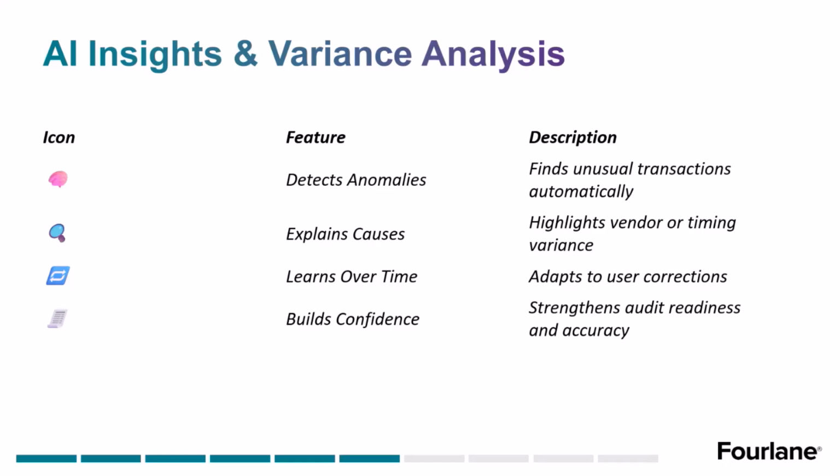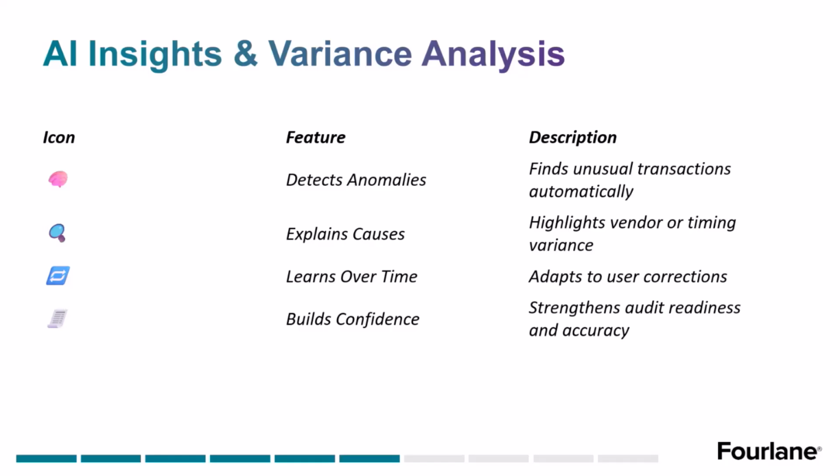The benefit is huge. Fewer surprises, faster closes, and higher data confidence. And from an audit perspective, AI-driven variance detection means every flagged transaction has a clear trail: who changed it, why it changed, and when it was corrected. For clients, this turns financial oversight from a reactive cleanup to a proactive prevention process, catching issues before they affect your financial statements.